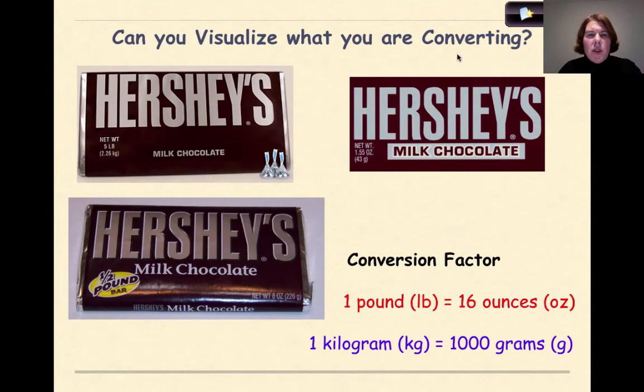Can you visualize what you're converting? If we look at these bars of Hershey chocolate here, we see different conversion factors. 1 pound is equal to 16 ounces. 1 kilogram is equal to 1,000 grams, and that's one that you really need to be familiar with. If we look at these different bars, they're telling us here that 5 pounds is equal to 2.26 kilograms. They say specifically here, oh, this is a half-pound bar, which is equal to 8 ounces or 226 grams. And finally, 1.55 ounces is equal to 43 grams. So again, everything that we see here are different types of conversion factors that we need to be able to sort of visualize to make sure that our final answer makes sense.